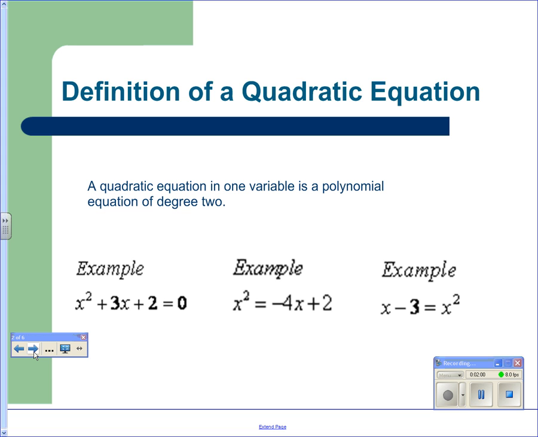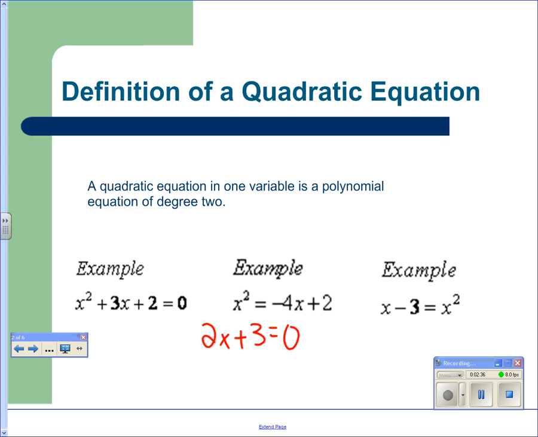Why is the first equation quadratic? That's the highest power. It always has to have an x squared, or a p squared if it's all in terms of p. The second one, why is it a quadratic equation? Because it has an x squared. What about the last one? Would this be a quadratic? Why not? It doesn't have an x squared.